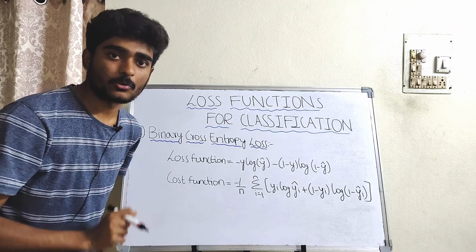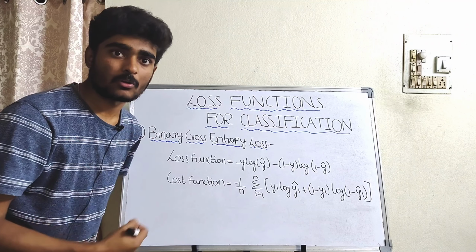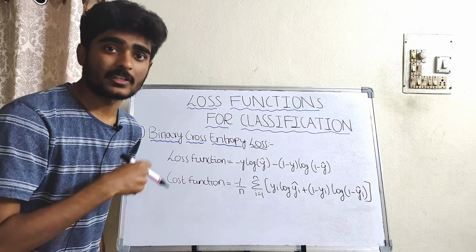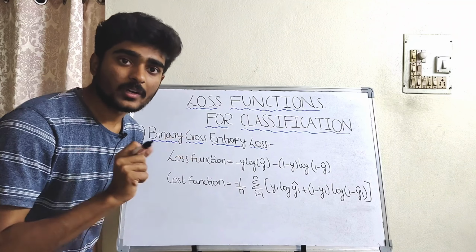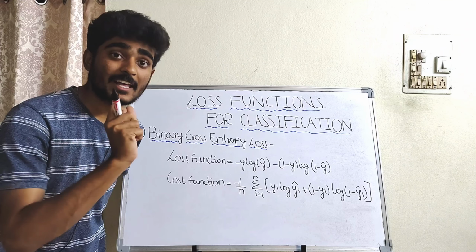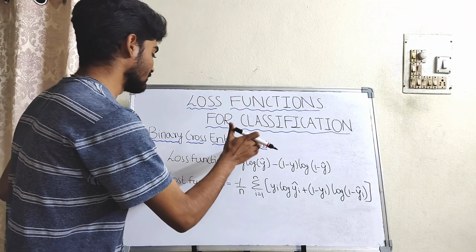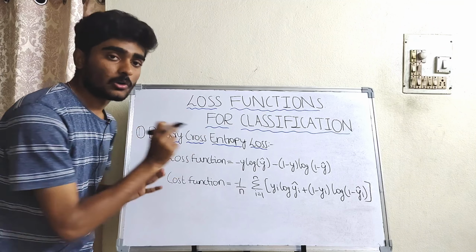In our previous video, we discussed the different loss functions like MSE loss, MAE loss and Huber loss that are used for the regression task. Now in this video, we'll be discussing the different loss functions that are used for the classification task. Among them, our first loss function is binary cross entropy loss.